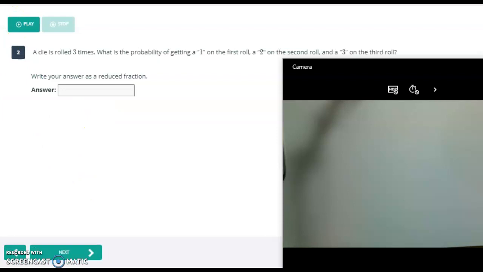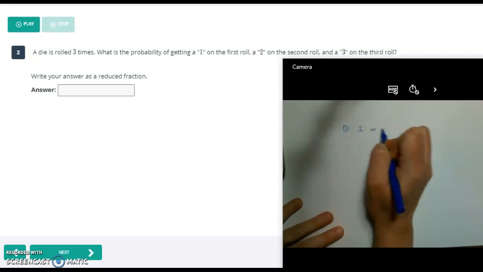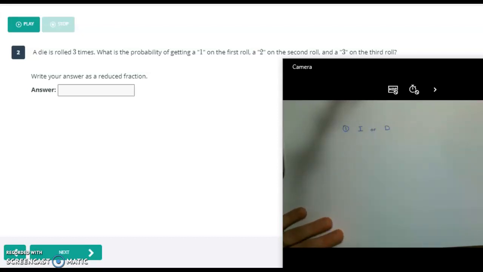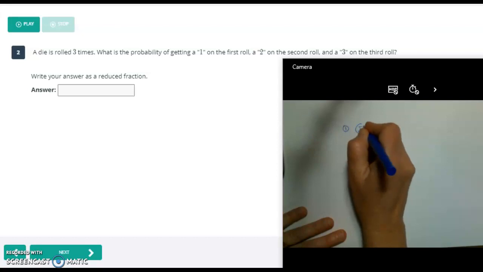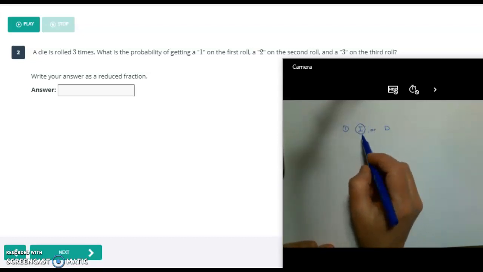Okay, let's look at the final edge elastic you had last week, and that was independent and dependent events. This was your checkpoint. This is number 2. It says a die is rolled 3 times. What is the probability of getting 1 on the first roll, a 2 on the second roll, and a 3 on the third roll? So if I think about that, the very first thing again is to determine, is it independent or dependent? Well, rolling a die is considered independent. What I get on one roll does not affect the outcome of my second or my third roll. So what is the probability of getting a 1, a 2, and then a 3?